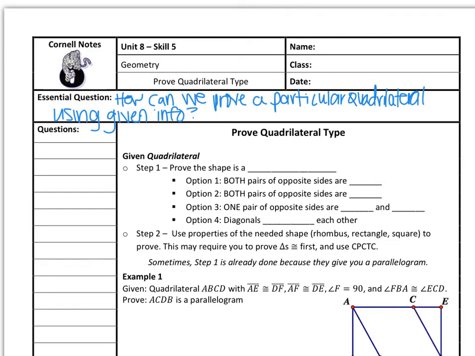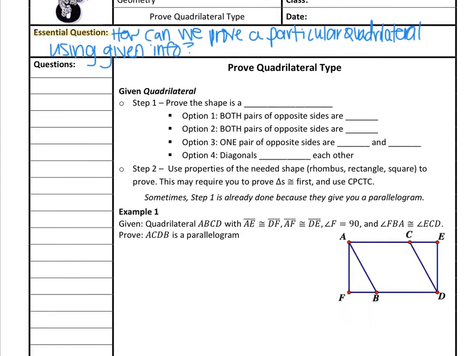We're looking at Unit 8, Skill 5, where we are going back to those T-chart proofs or the because proofs, looking at proving a particular quadrilateral. So no longer with coordinates, but just with a given and a proof. So here's your essential question. How can we prove a particular quadrilateral using given information?